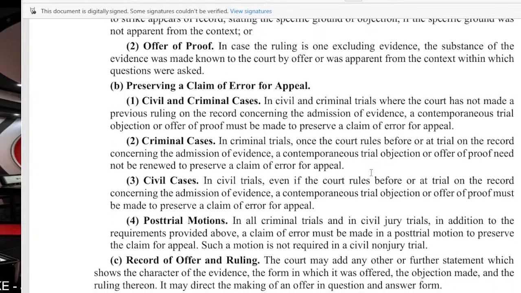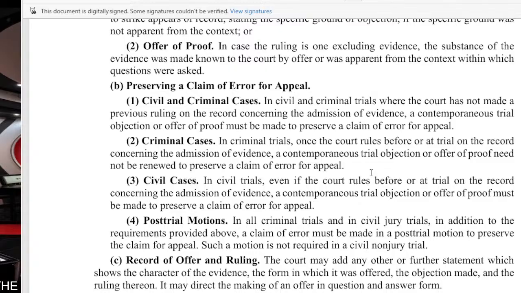B. Preserving a claim of error for appeal. Oh, wow. Number 1, civil and criminal cases. In civil and criminal trials where the court has not made a previous ruling on the record concerning the admission of evidence, a contemporaneous trial objection or offer of proof must be made to preserve a claim of error for appeal. Yeah.